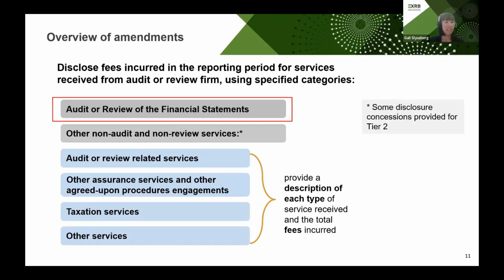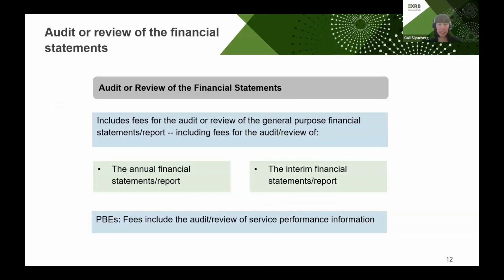So firstly, let's look at the fee for the audit or review of the financial statements or the financial report. This category includes the fees for the audit engagement or review engagement over the general purpose financial statements. So it includes the fees for the audit or review of the annual financial statements or financial report. And it also includes the fee for the audit or review of any interim financial statements for those reporting entities that issue, say, a half-year interim report or quarter-year interim financial statements and get an audit opinion or review conclusion over those interim accounts.